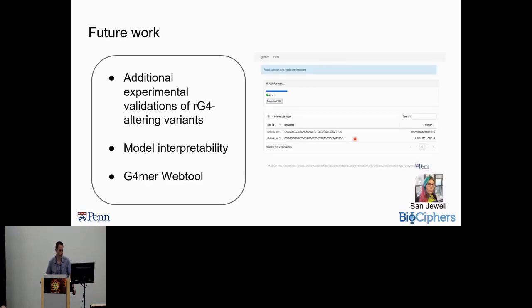And then we also built a web tool for this, so anybody can plug in any sequence and put the power of the model to use.